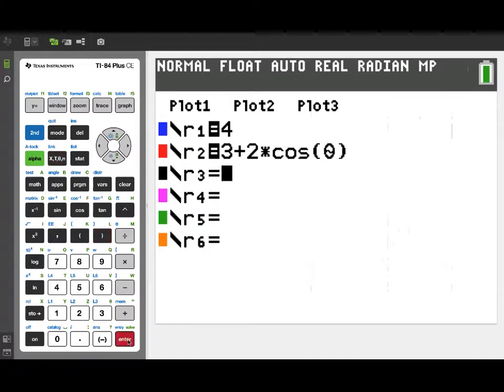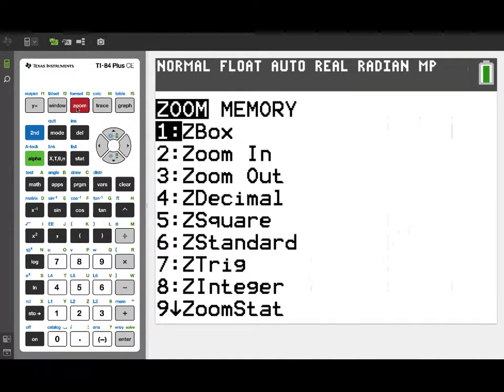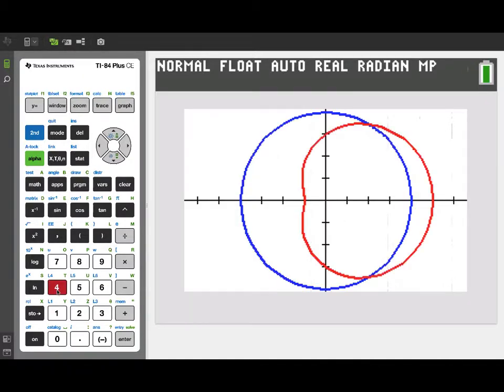Now, we're going to graph these. I'm going to use a zoom decimal window. That should be a fairly nice window for these two polar functions. Let's take a look at our graph. And this is exactly the picture that was presented to students on question 5 on the BC exam.